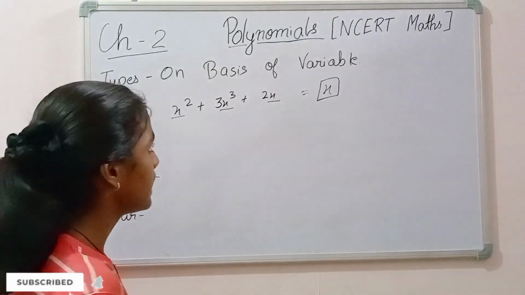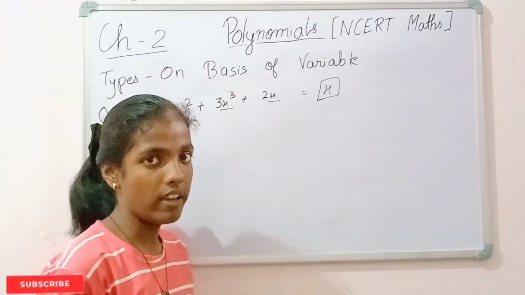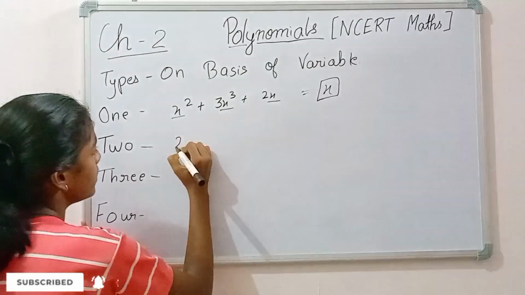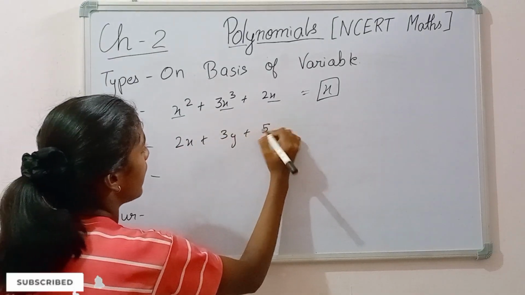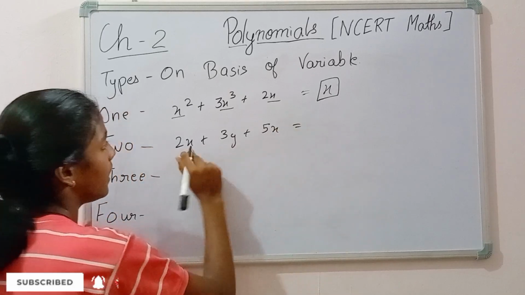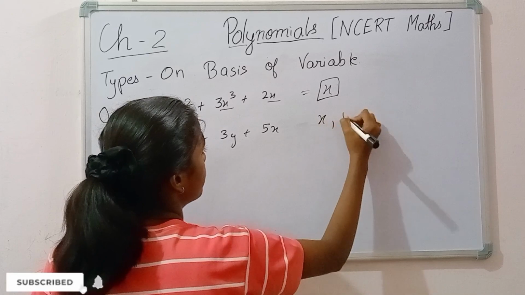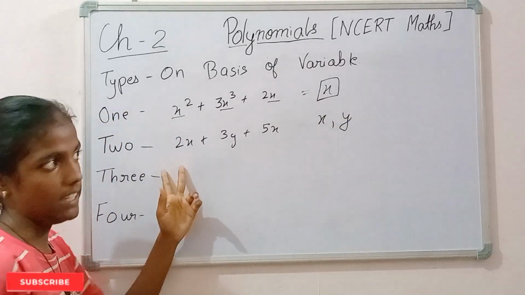The next type of polynomial is polynomial in 2 variables. So it has 2 variables or 2 alphabets. For example, 2x plus 3y plus 5x. So here you can see there are 2 alphabets and these 2 alphabets are x and y. So it is polynomial in 2 variables.